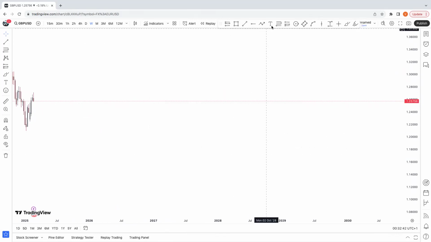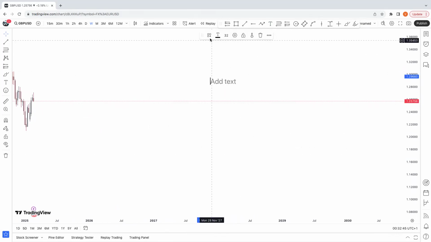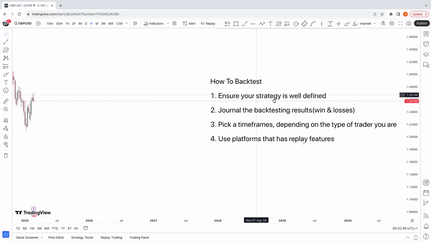Now, the last thing we are going to look at before we go to our chart is how to actually backtest. Number one, ensure you have a well-defined strategy. Before you start backtesting, ensure you already have a strategy, and not just a strategy alone, but ensure you have all of the parameters that your strategy needs.